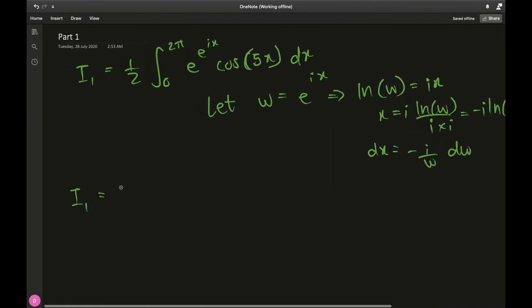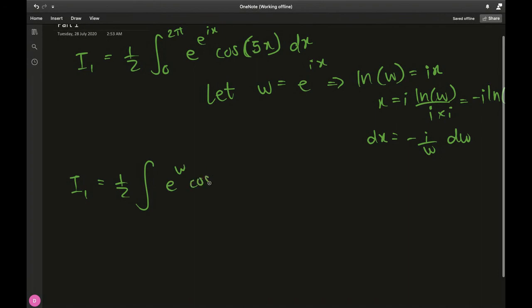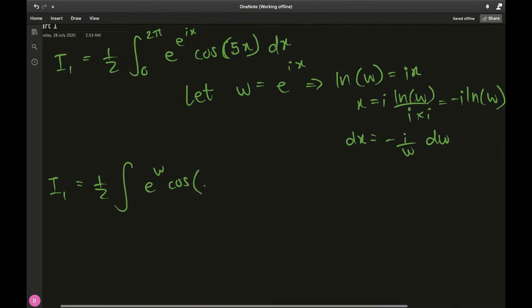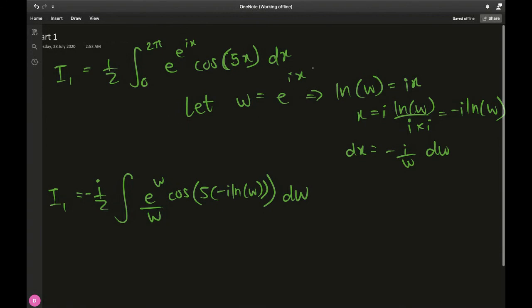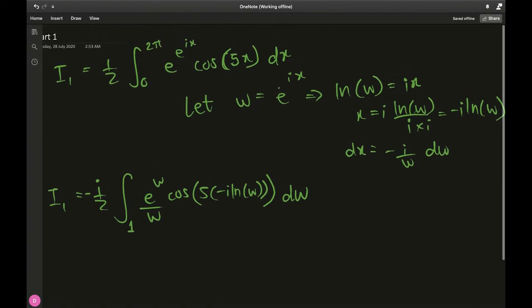Okay, so I1 now becomes half of, we'll write the upper and lower bounds in the end, e to the w cosine of x is negative I times natural log of w, and dx is, take the negative I outside, divided by w dw. And when you plug in 0 in place of x here, you have e to the 0, which is of course 1, and e to the 2 pi I.